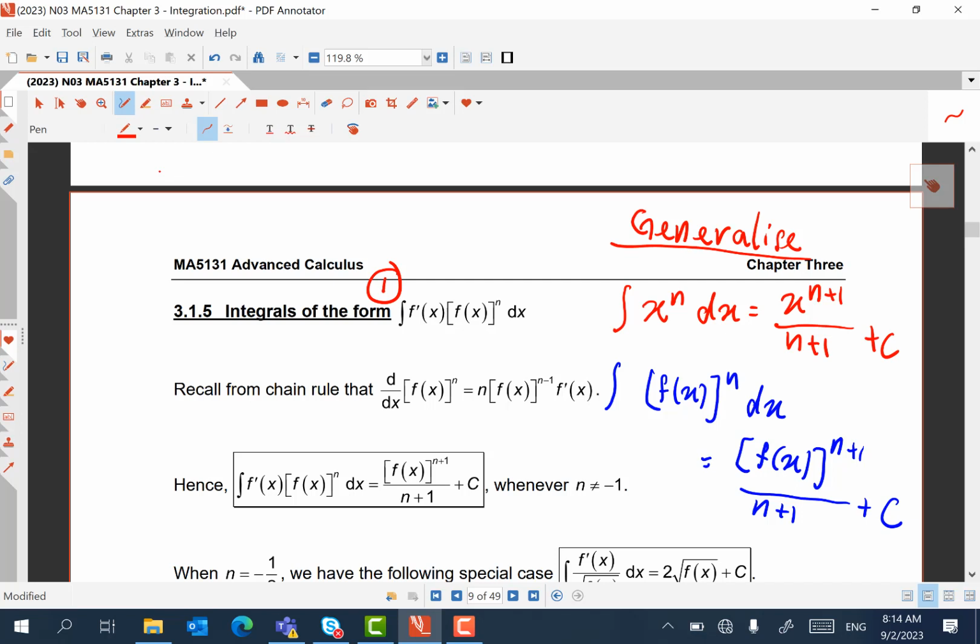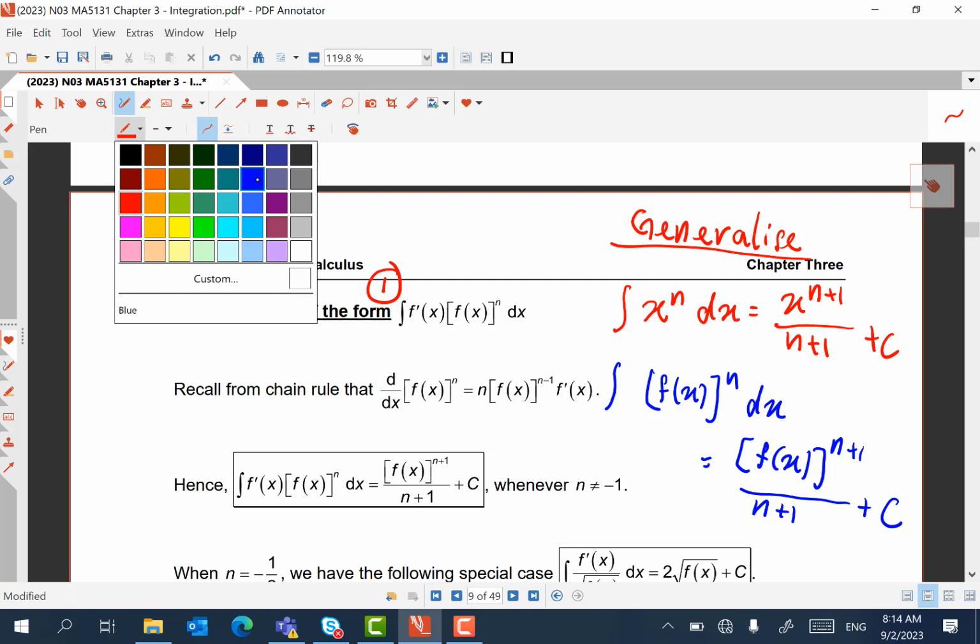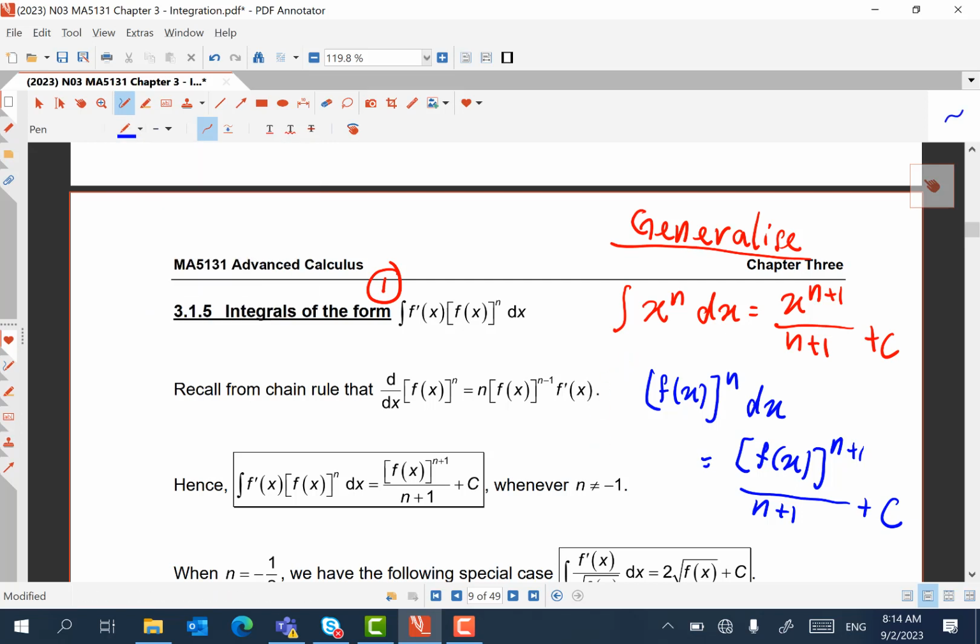Okay, the restriction for both of them is the same, that n cannot be minus 1. But there is something that's missing in this blue color. What is that? Right in front, it is f prime x. You just put f prime x in front, and you would have generalized this formula. This method of generalizing a formula works across the board.